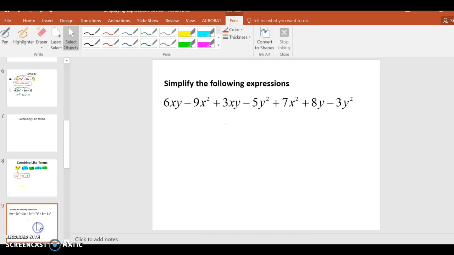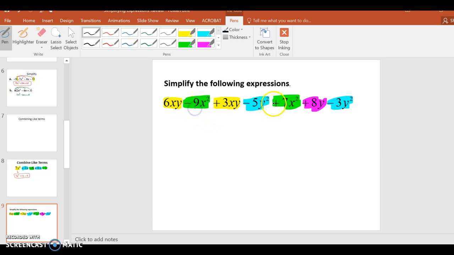So the next one, if I have 9xy, I look for other xy's. Oh, here's an xy. And then I move along, no other xy's. So now, negative 9x squared, I come along, I get positive 7x squared, no other x squareds. So now, I move on to my y squareds. I have 2 of them. And then finally, I have my y term of 8y. And the yellows go with the yellows. So I'm going to start with the highest exponent in terms of alphabetical order.